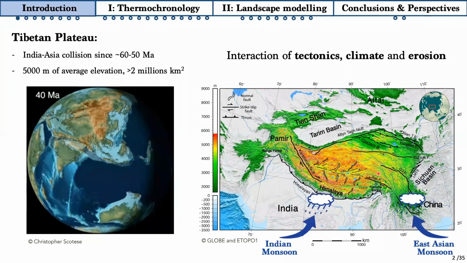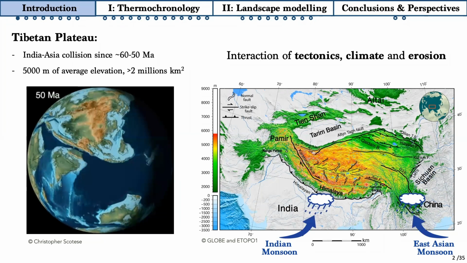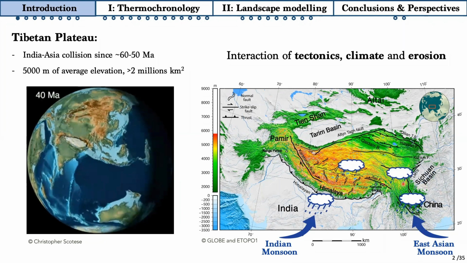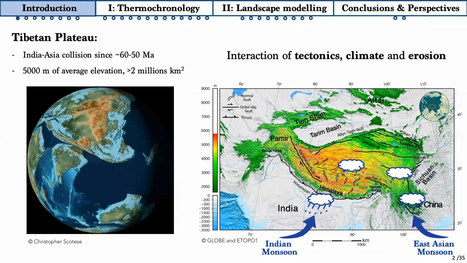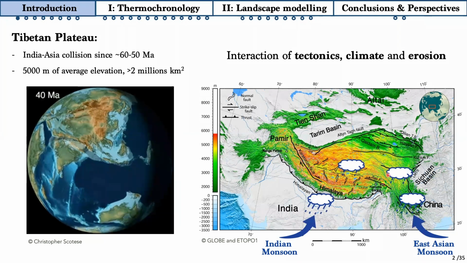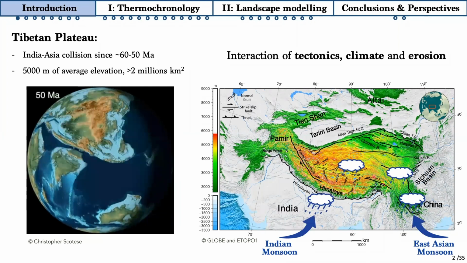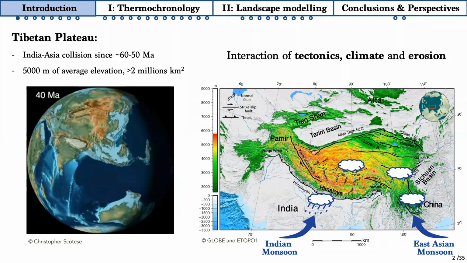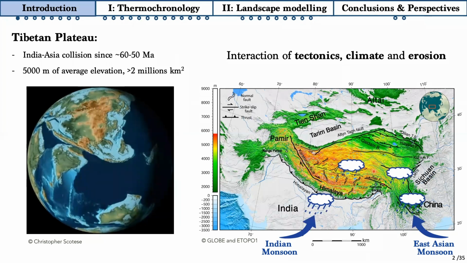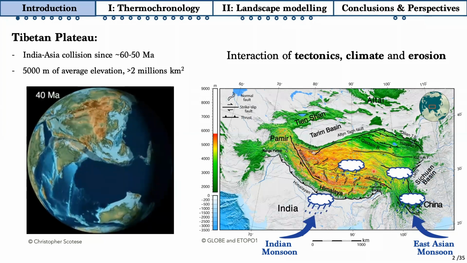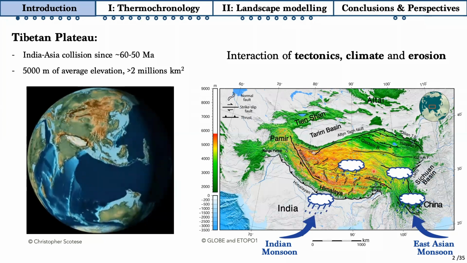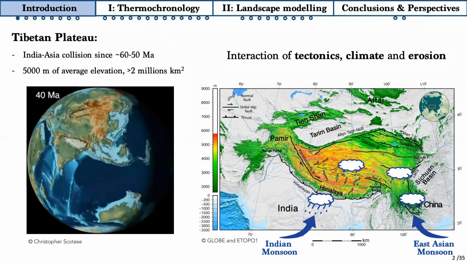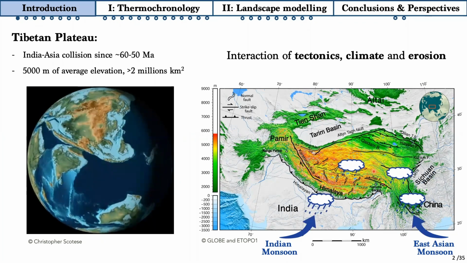At the same time, the climatic evolution, especially the emplacement of the Asian monsoon and a strong orographic effect on precipitation on the plateau, has worked together to sculpt the geomorphology of the plateau. So the Tibetan plateau has always been one of the most interesting places to study the interaction between tectonics, climate, and erosion, and how they influence topography evolution together.